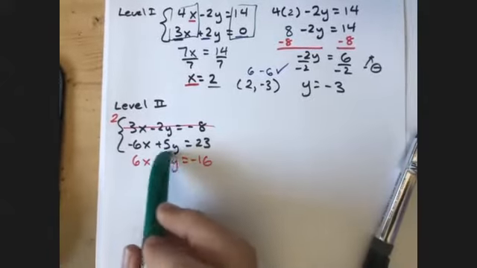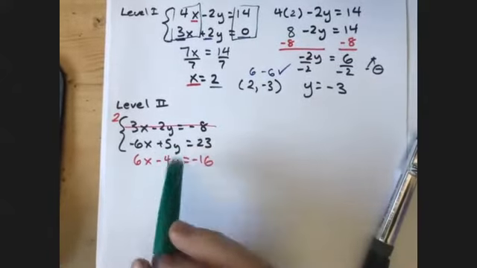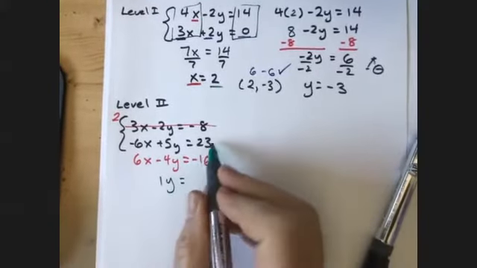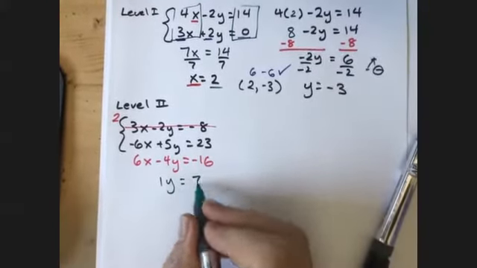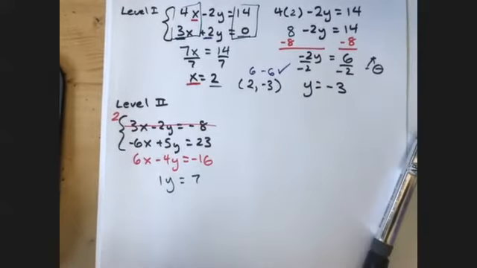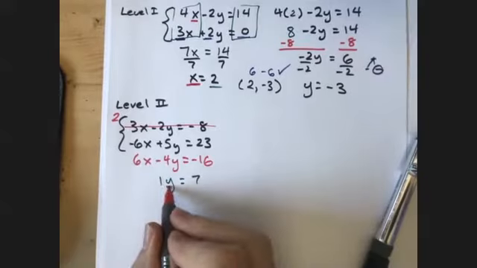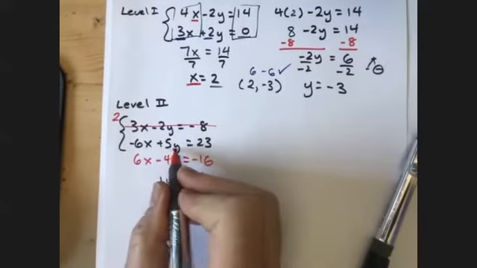And this is a fun one because right here, 5y minus 4y is just 1y. And 23 minus 16 is 7. So if 1y is 7, I know y is 7. I don't even have to divide. I'm going to plug it back in. I'm going to plug this y into there.